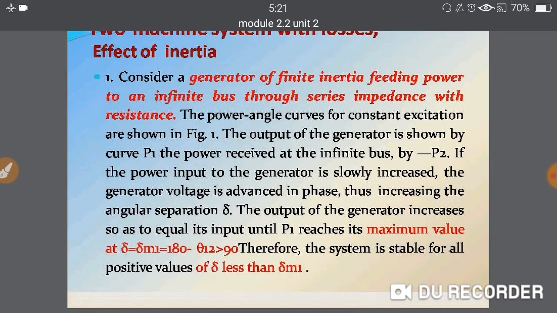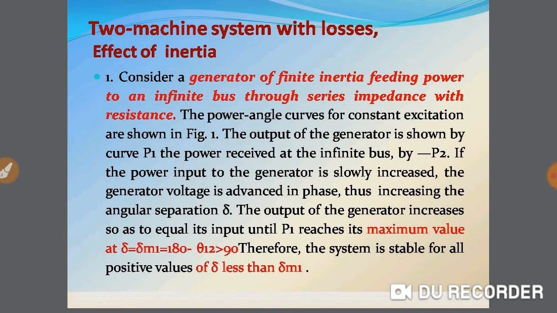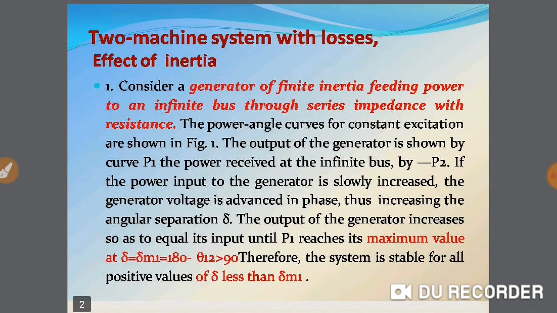The output of the generator is shown by the curve P1, and the power received at the infinite bus is shown by P2. Thus we can see that the power input to the generator is slowly increased and the generator voltage is advanced in phase. That means we are increasing the angular separation, that is your del, which is your rotor angle. Also the output of the generator increases so that it is equal to the input until P1 reaches its maximum value.